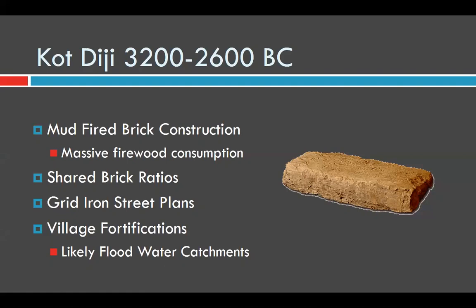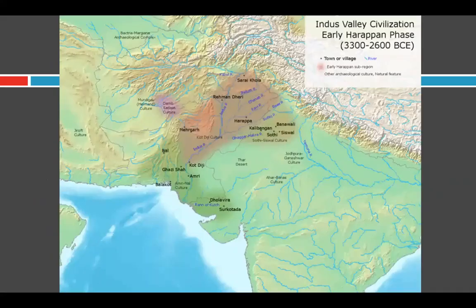And we don't see hordes of weapons, and we don't see a lot of pathologies on skeletons that would indicate a lot of endemic warfare. So very different than Mesopotamia. These are not warring city states. They are putting fortifications around their villages and cities, but it's to direct rainwater or flooding water away.